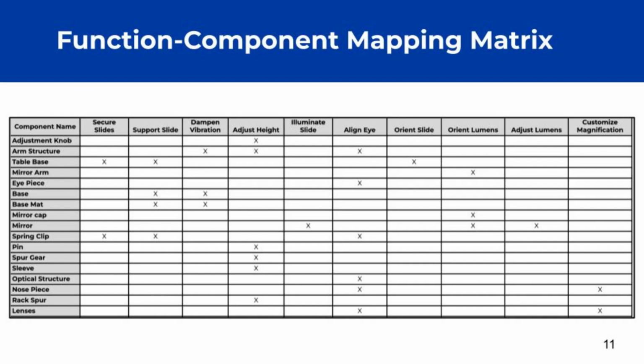Here we have our functional component mapping matrix, which lays out the components from our fishbone diagram with their functions from our FAST diagram. As you can see, the adjust height and align eye functions are the most widely distributed across many of our components. This holds some inefficiencies due to the spread of these functions across so many components and warrants a possible redesign. Additionally, our customized magnification function is our primary variant, which we will break our families into, and is driven mainly by our nose piece and lenses components.